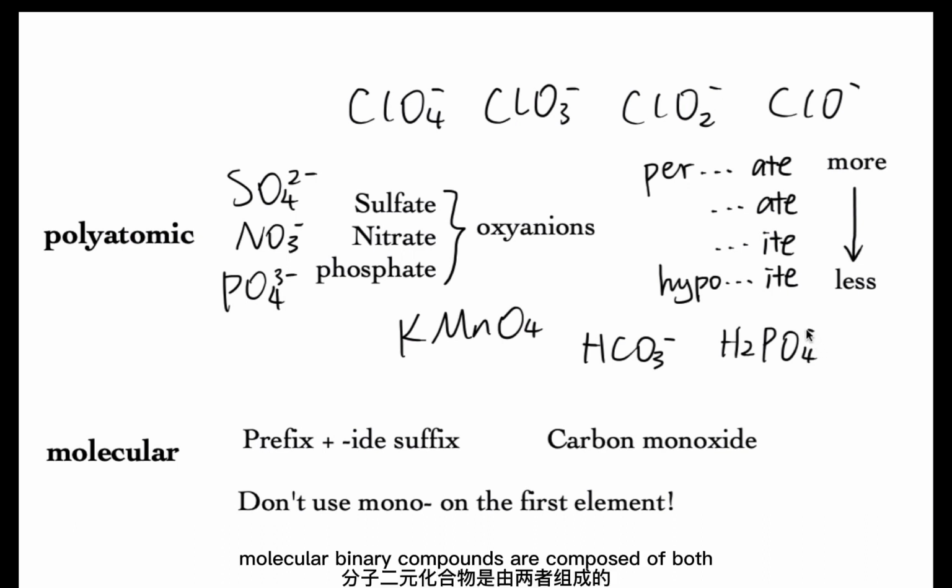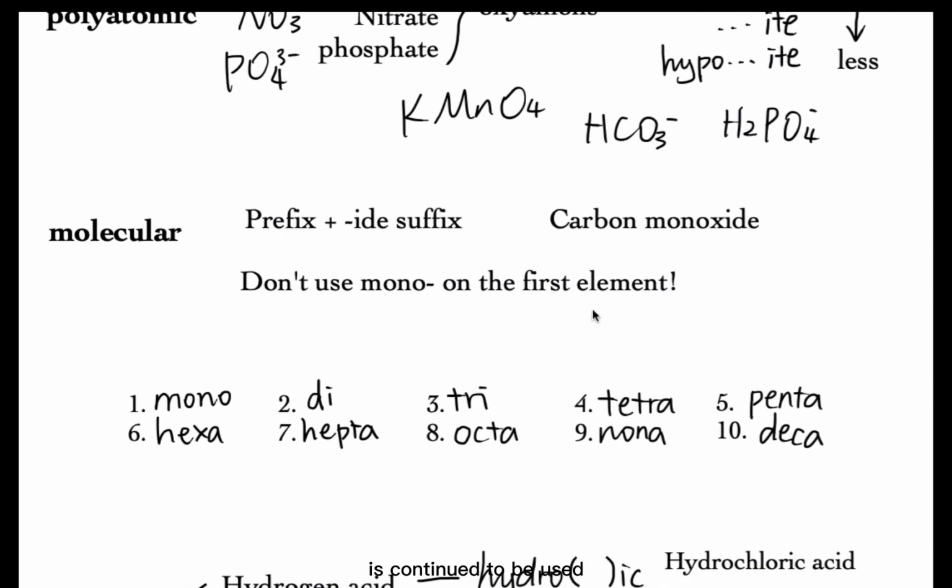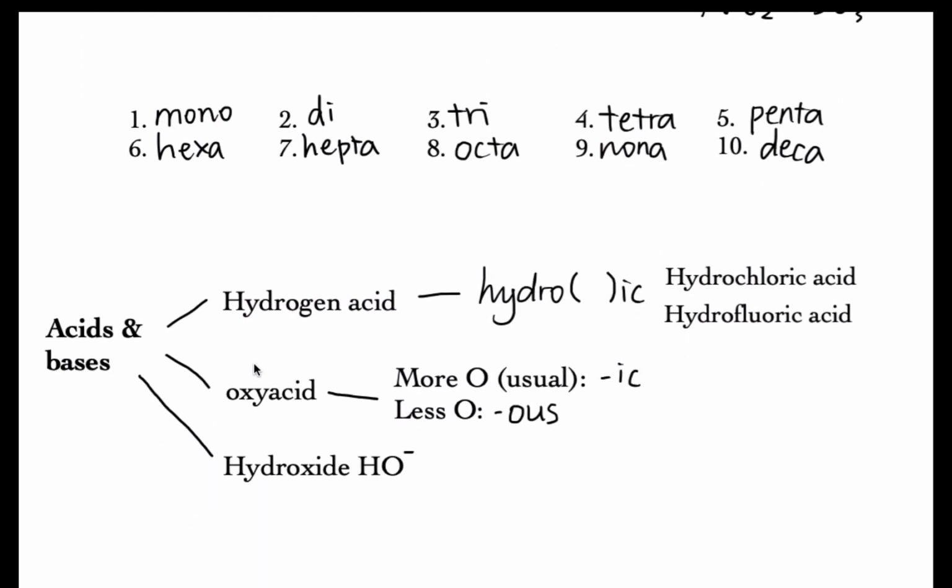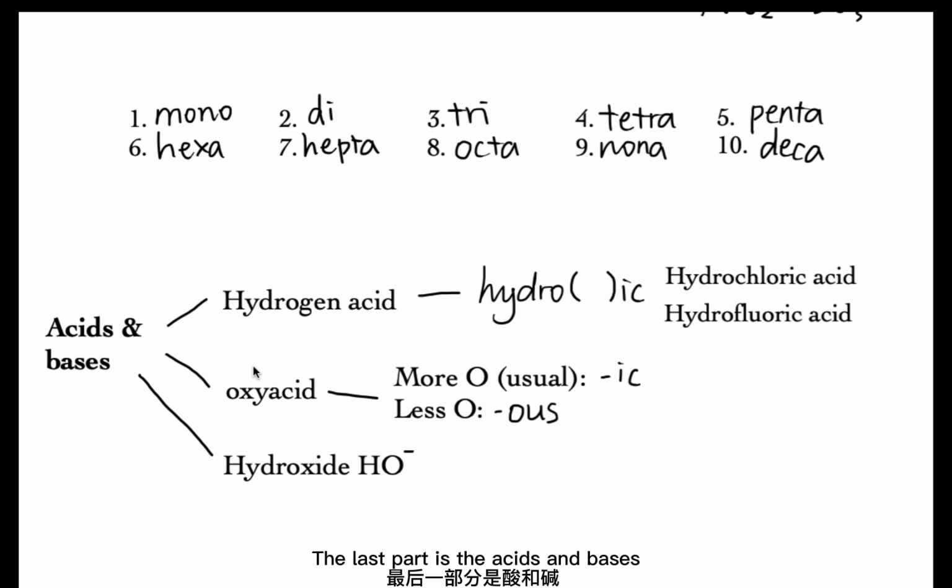Molecular binary compounds are composed of both nonmetals. The ide suffix continues to be used, and prefixes are added. But we don't use mono on the first element. Examples are carbon monoxide. We don't say it as monocarbon monoxide, that's not correct. And also nitrogen dioxide and sulfur trioxide, etc. These are the prefixes of numbers.